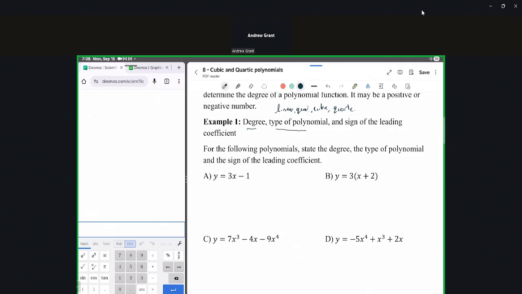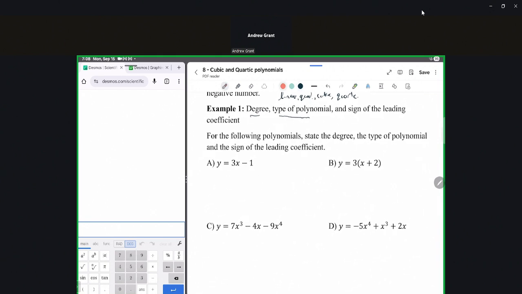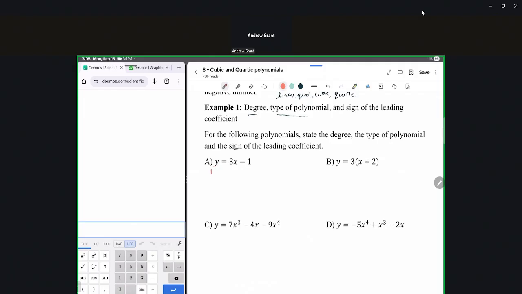Okay. So for letter A, we have y is equal to 3x minus 1. So this is a standard line. So we would say that this is linear. The degree of this, we would say, is a degree 1. And the leading coefficient, and specifically the sign of the leading coefficient, is positive. Okay. If you want to, you could just write positive 3, like that's fine as well. But I just want to make a note that you're going out of your way to say that, yes, it's a positive 3 because it comes from here.